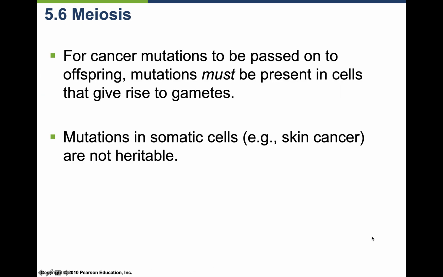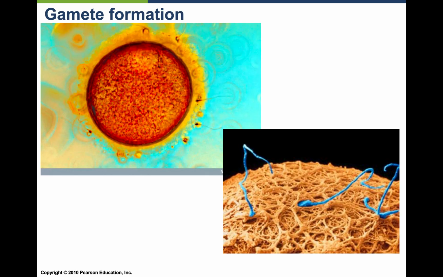So with that, we'll leave with this, because I know I've mentioned this already, but students always have these burning questions. Can cancer mutations be passed on to offspring? Mutations must be present in the cells that give rise to gametes if they're going to be passed on to the offspring. Mutations in somatic cells like skin cells are not heritable, although the predisposition for skin cancer might be heritable. You can't inherit the mutations that happen in the skin of an individual.